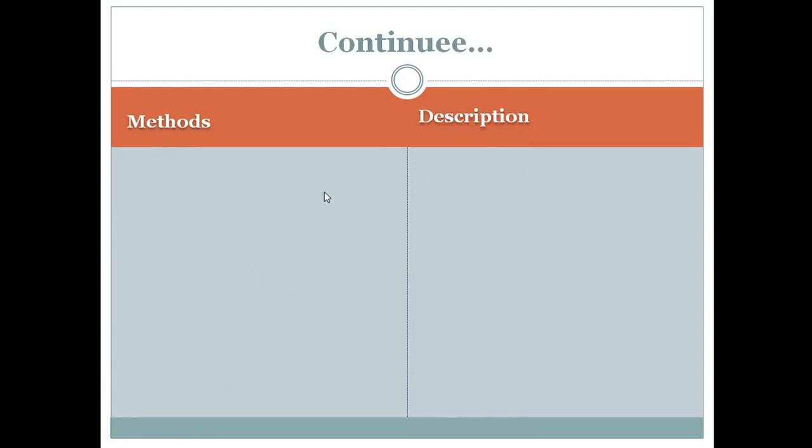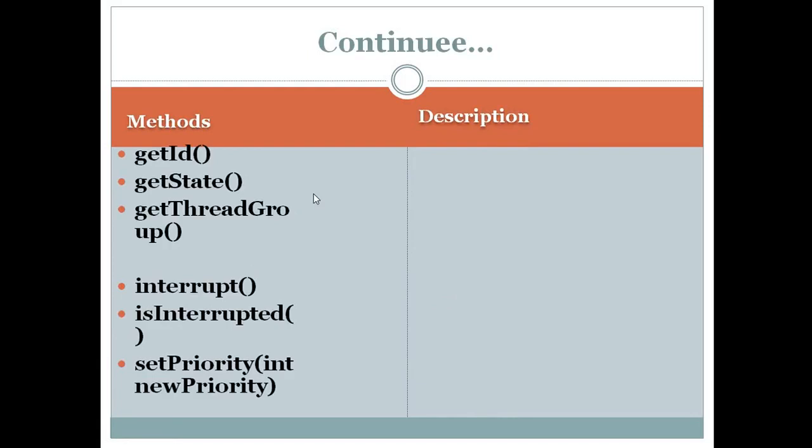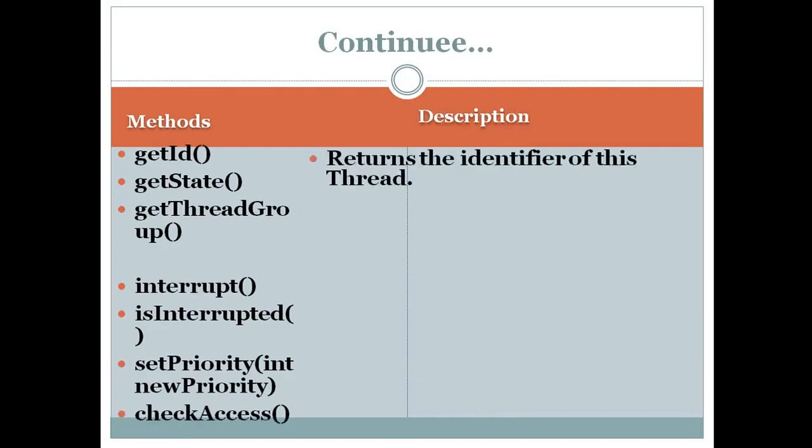And some other methods are like getId. Through getId we can get the ID of the thread, it returns the identifier of this thread. And getState returns the state of the thread, that is there are different states of a thread. Through the getState method we can get the state of the thread, whether it is active, running, waiting, sleeping or dead.